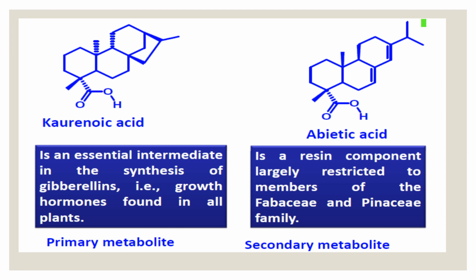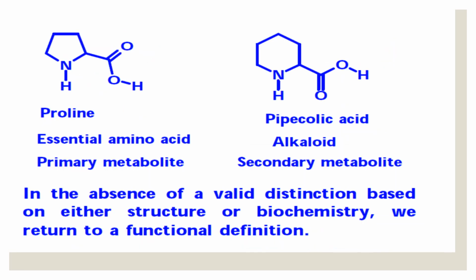Rather, we have to rely on the exact theoretical definition of primary and secondary metabolites. Proline and pipecolic acid, as you see, are both nitrogen-containing compounds, but proline is an essential amino acid, which is a primary metabolite, and pipecolic acid is an alkaloid, which is a secondary metabolite. So in the absence of a valid distinction based on structure, biochemistry, or biosynthetic origin, we return to the functional definition of primary and secondary metabolites.